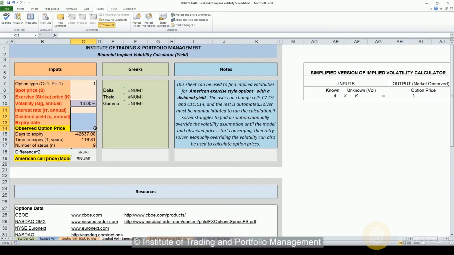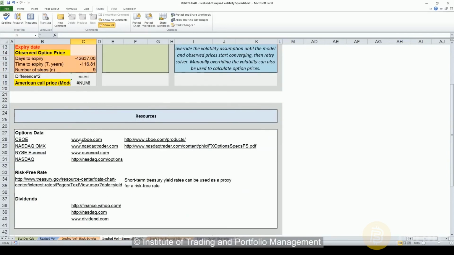And there are a number of ways of doing that. You can Google around for terms like product specification or option specification for whatever option you're looking at. And usually you can find those on the exchange website where the option is listed. So we're going to go on to CBOE.com to actually find the option.